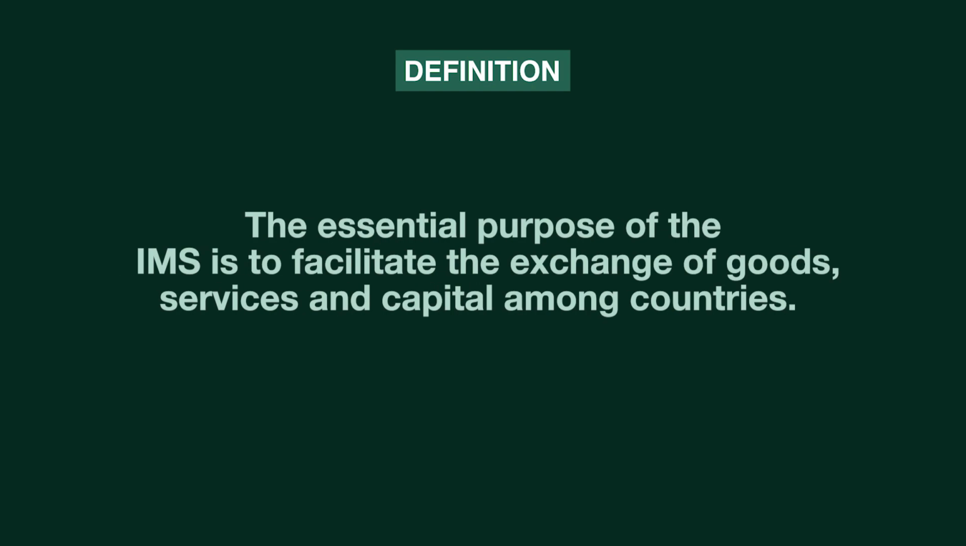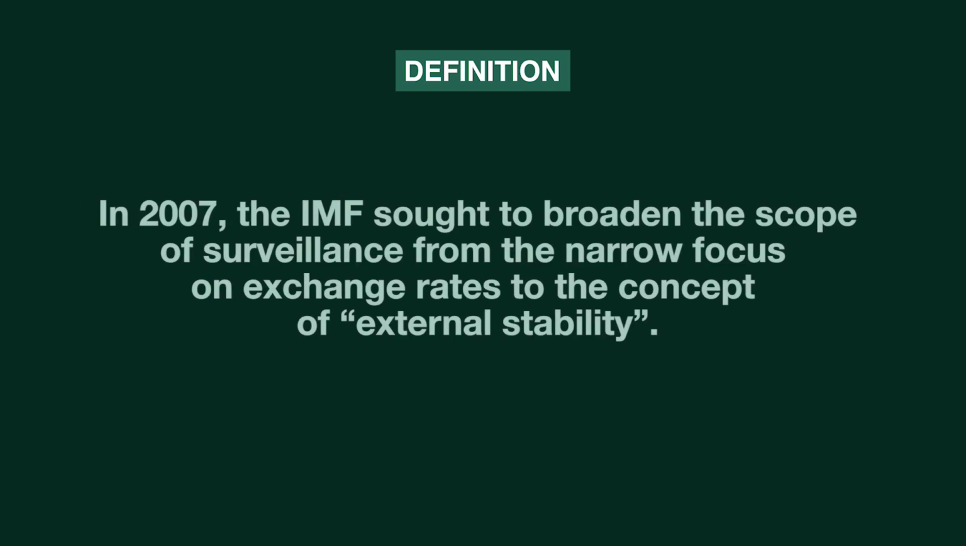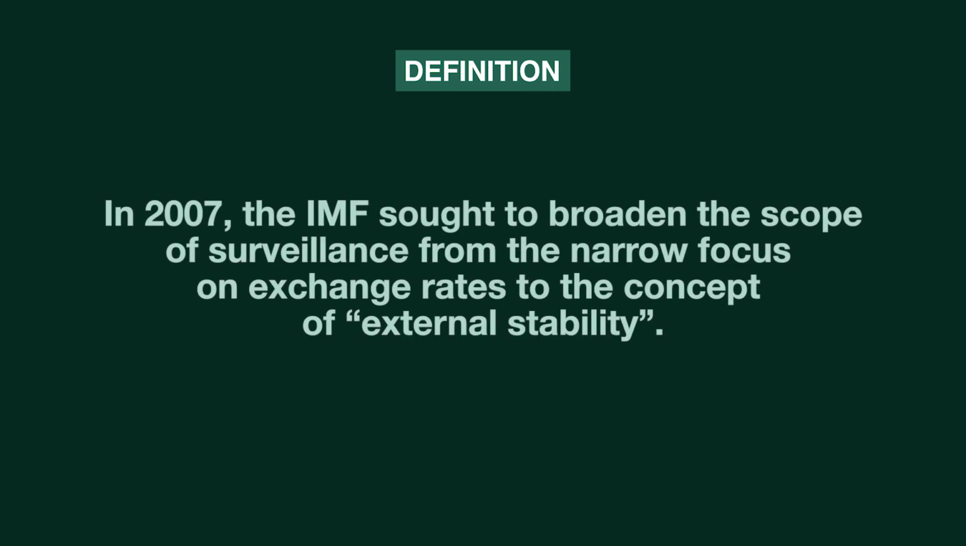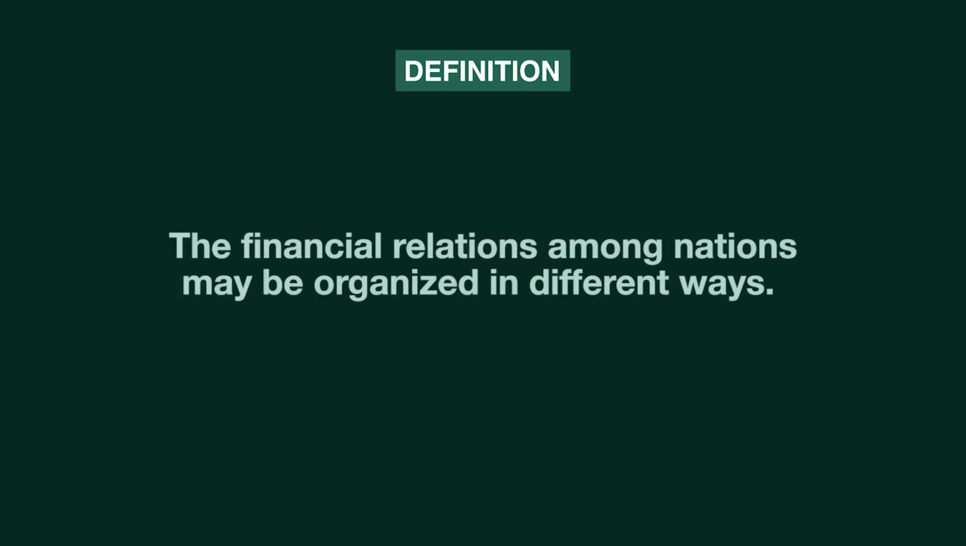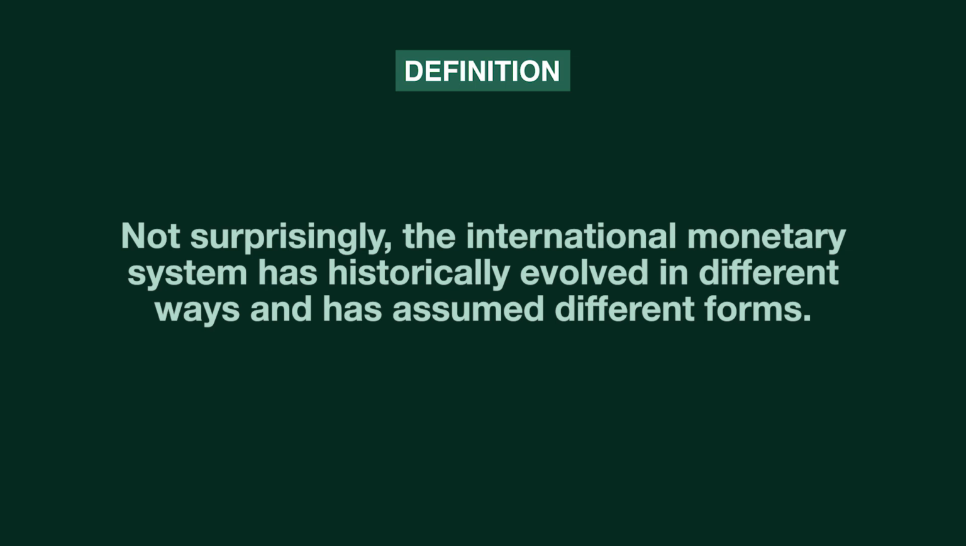The essential purpose of the international monetary system is to facilitate the exchange of goods, services, and capital amongst different countries. In 2007, the IMF sought to broaden the scope of surveillance from the narrow focus on exchange rates to the concept of external stability. The financial relations amongst nations may be organized in different ways, and not surprisingly, the international monetary system has historically evolved in different ways and has assumed different forms.